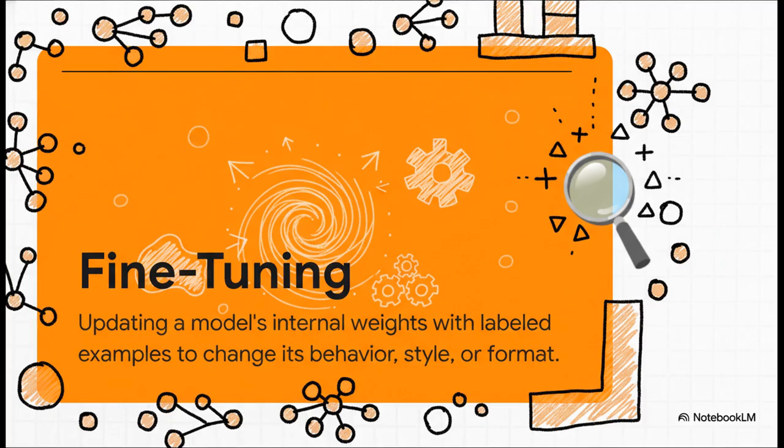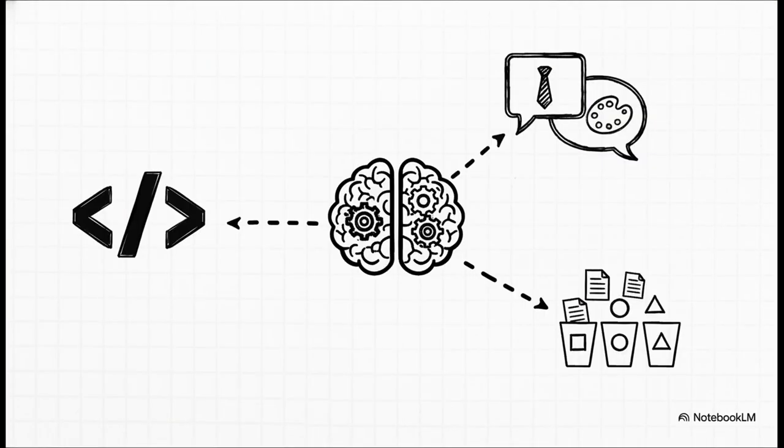By showing it hundreds or thousands of perfect examples, you're literally reshaping how it thinks and behaves. You're changing its habits. So where does this really shine? It's all about teaching the AI how to respond. You need every answer to be in perfect JSON format, or maybe you want it to adopt the voice of your brand, down to the last word. Or perhaps you need it to be an expert at one very specific task, like classifying customer feedback. That is a job for fine-tuning.